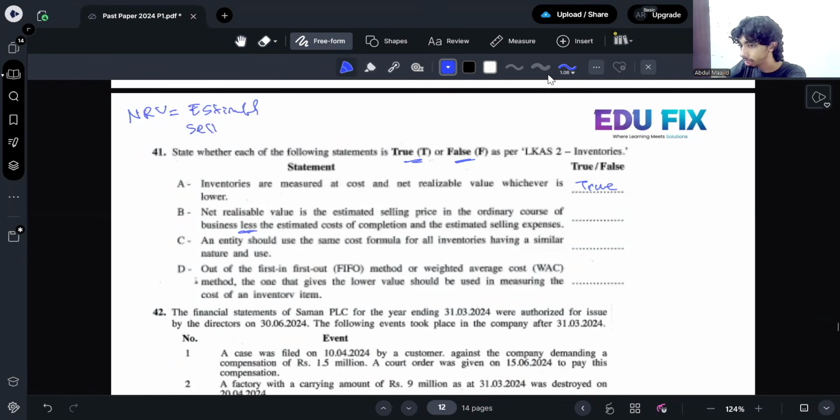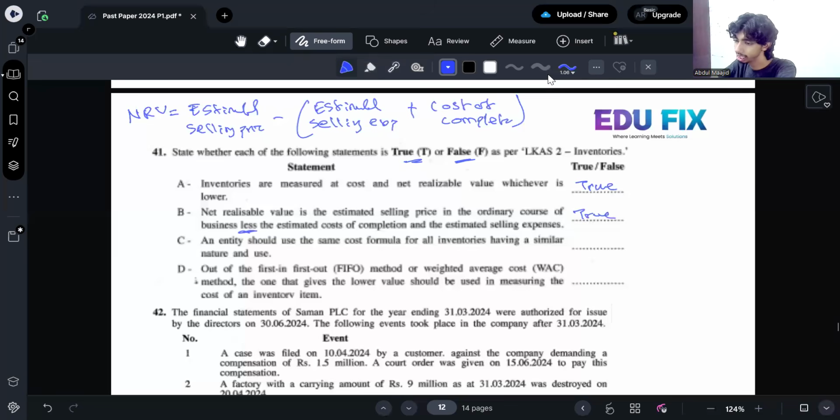estimated selling price minus estimated selling expense plus cost of completion. Therefore, this is true.